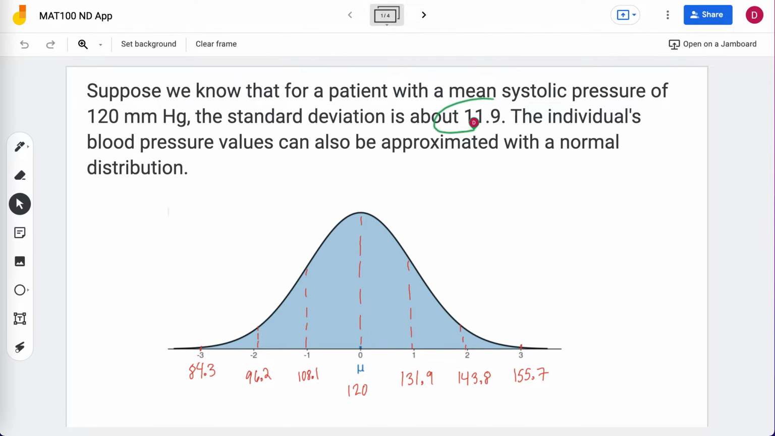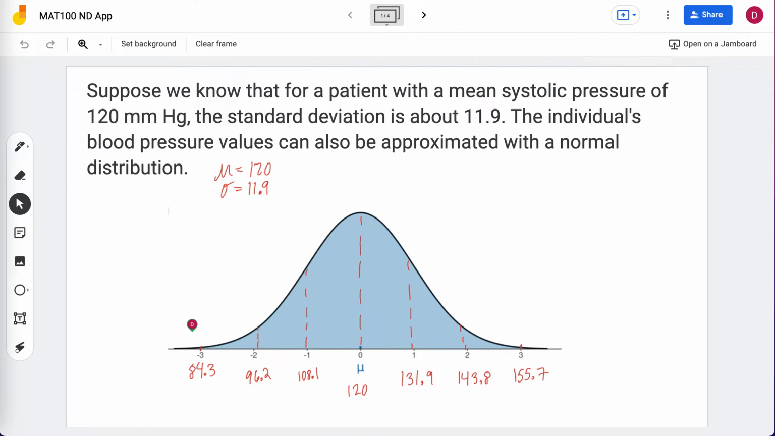And so our parameters in this situation for an individual: the mean of their blood pressure is 120 and the standard deviation is 11.9. Depending on when they take it, there's a little bit of variation. So we can approximate this with a normal distribution, and I've already gone ahead and labeled this bell curve. We know the mean is in the middle. Just a quick review: I've already labeled one standard deviation above, two above, three above by adding the standard deviation, and I also subtracted one, two, and three.